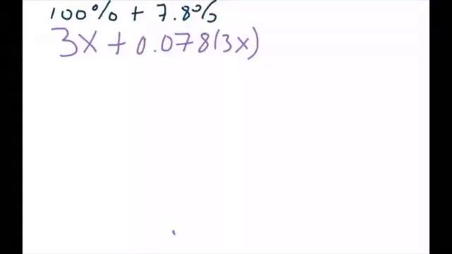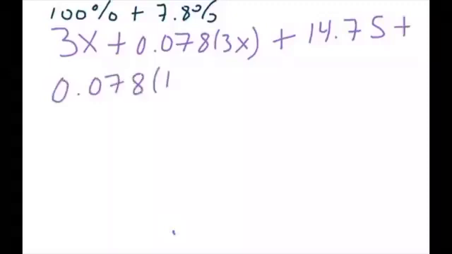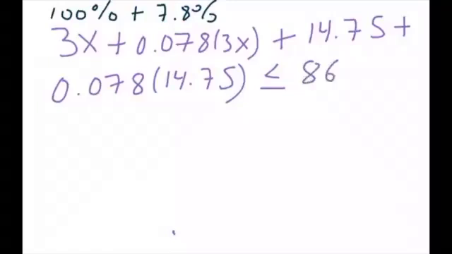Now, he still has his hat that he's also going to buy. So plus the hat, which is $14.75, but we also need to pay sales tax on the hat. So plus 0.078 times $14.75. So there's the sales tax, and that's what he's spending, and that all has to be less than or equal to what he has in his wallet, which is $86.42.